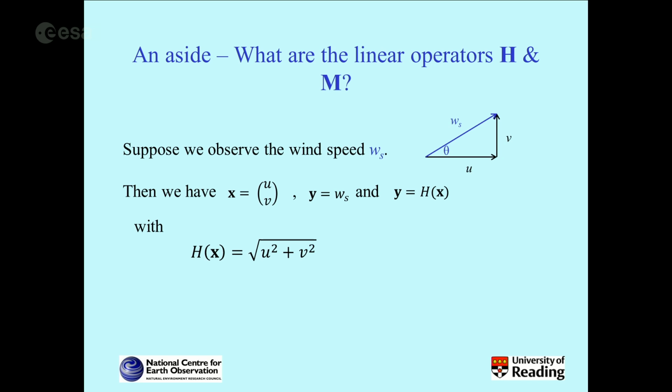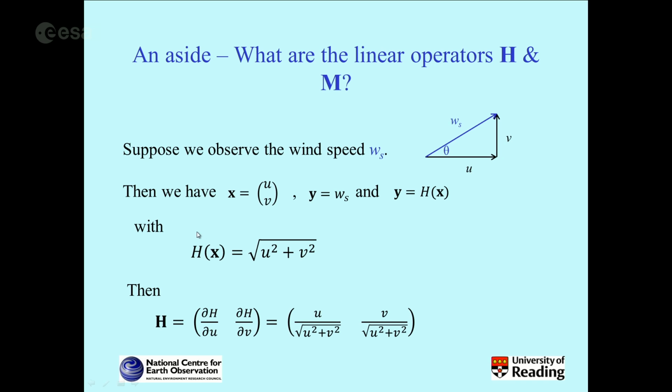This is the example we gave yesterday, where our x simply consisted of the east-west and north-south components of the wind, and what we actually measured was the wind speed. So our h operator, which takes our x and converts it to what we actually observe, was taking the square root of u squared plus v squared.